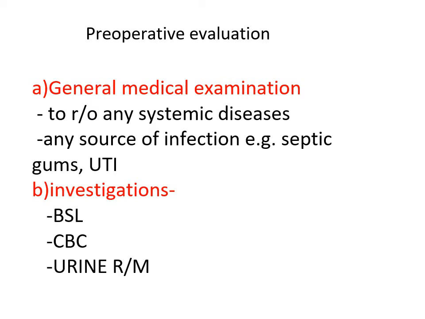Then the basic investigations we do are blood sugar level, complete blood count and urine routine microscopy. So these are the basic investigations. We can go for an ECG if the patient has any heart problem, or a chest X-ray if the patient has any respiratory problem.